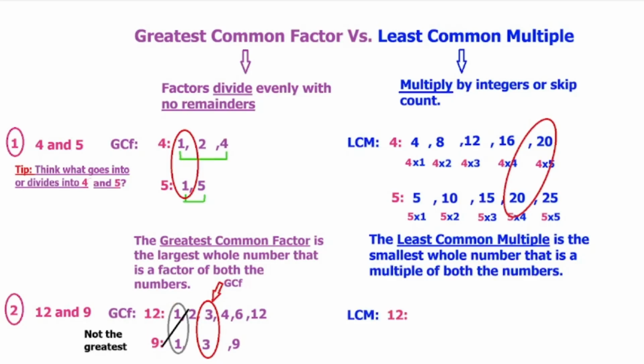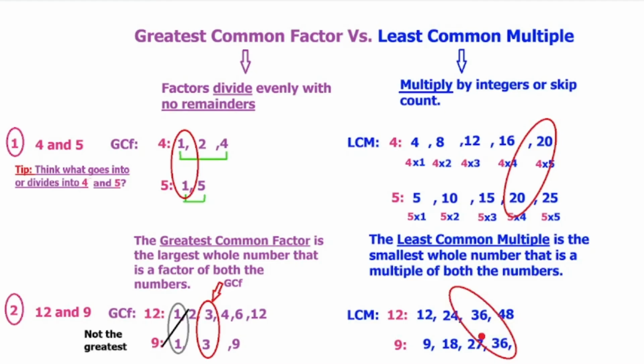So let's start with 12, and we just skip count, right? 12 times 1, 12 times 2 is 24. 12 times 3 is 36. 12 times 4 is 48. So now let's do 9. 9 times 1 is 9. 9 times 2 is 18. 9 times 3 is 27. And 9 times 4 is 36.